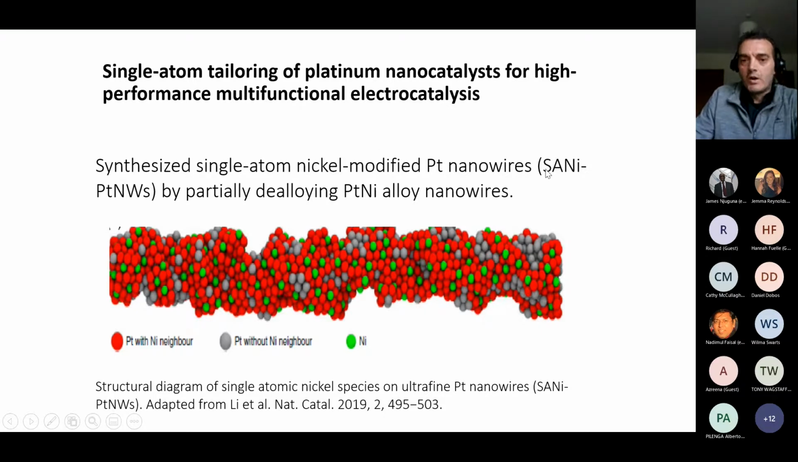So they use what they call here a SANI, a single atom nickel, so another type of metal species, on ultrafine platinum nanowires. They have used that particular system, and the reason, as I said earlier on, is that they use platinum nanowires to downsize the system, and they also use nickel in order to create a synergetic effect between the two metals. So it's called a bimetallic approach.